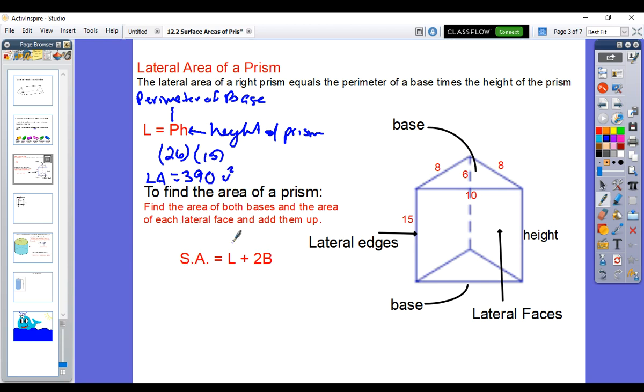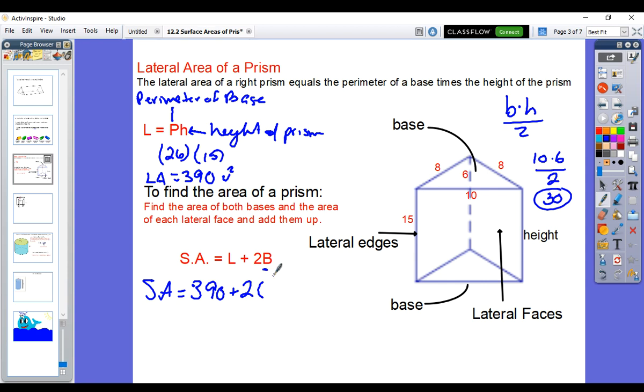Now to find the surface area, we've got to find the two other sides we're missing, the two bases, or the base. This base right here is a triangle, and if you remember, the area of a triangle is base times height divided by 2. The base of our triangle is 10. The height of the triangle is this 6 right here, so 10 times 6 divided by 2. That gives us 30. So in our formula, surface area equals our lateral area, which we found to be 390, plus 2 times the base area. It's 2 times the base area because there are two bases, and we just found the area of one. So 390 plus 60 gives us 450 units squared.